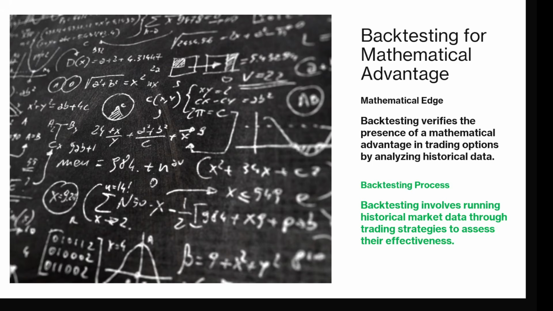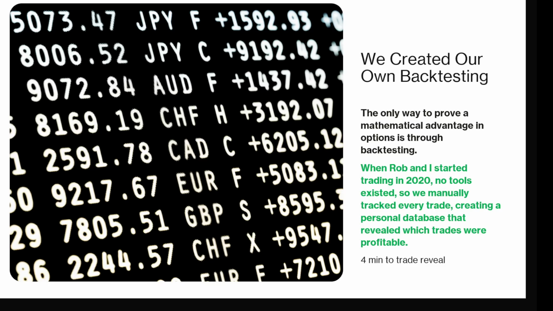Backtesting verifies the presence of a mathematical advantage in trading options by analyzing the historical data. Backtesting involves running historical market data through trading strategies to assess their effectiveness. The only way to prove a mathematical advantage in options is through backtesting.